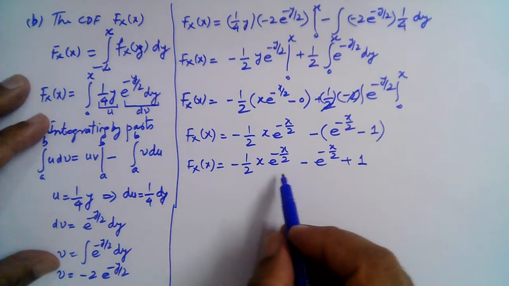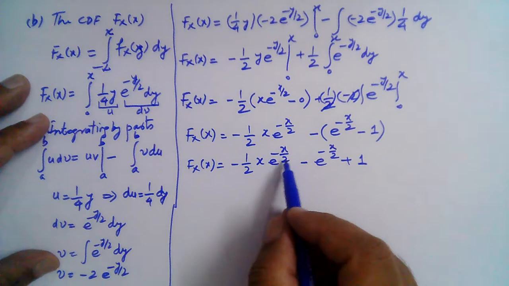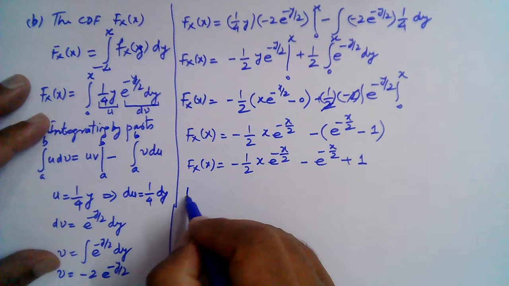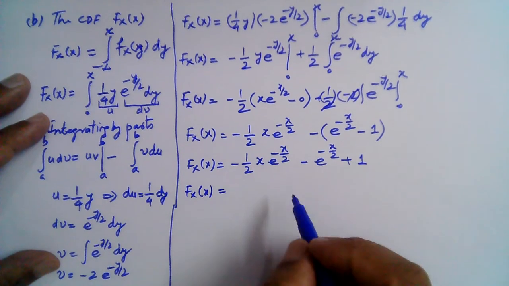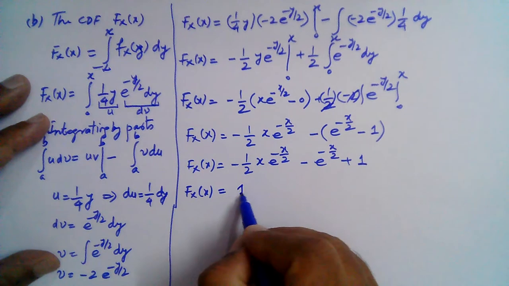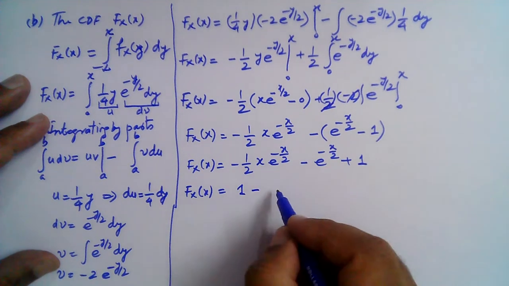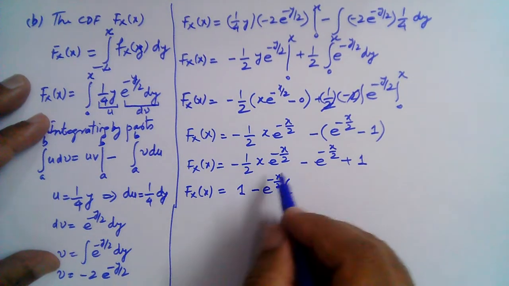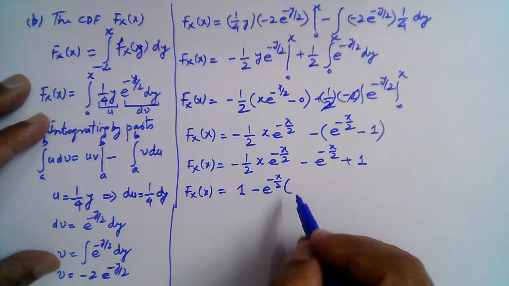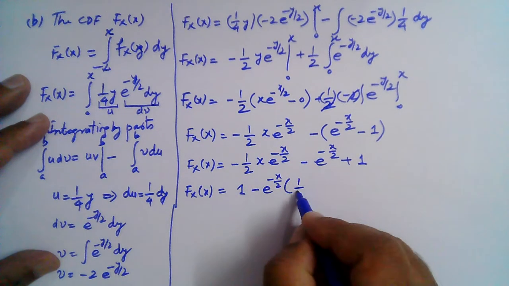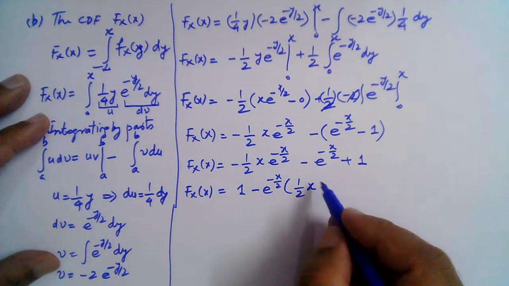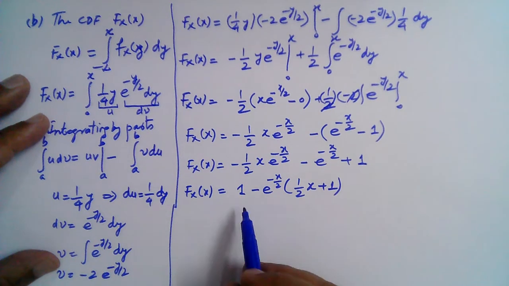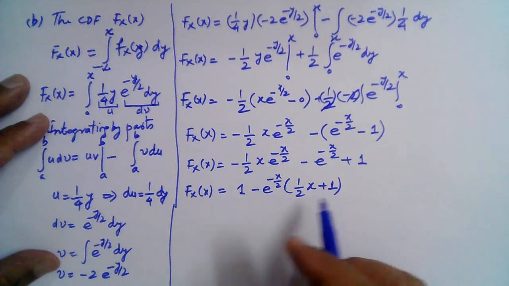So we can take this common, e to the power minus x over 2. So actually, in fact, minus e to the power minus x over 2. So F_X(x) is 1, and we can take minus e to the power minus x over 2 as common from these two terms. So we're left with 1 over 2 x, or x over 2, and plus 1 here. So this gives us the CDF, right?